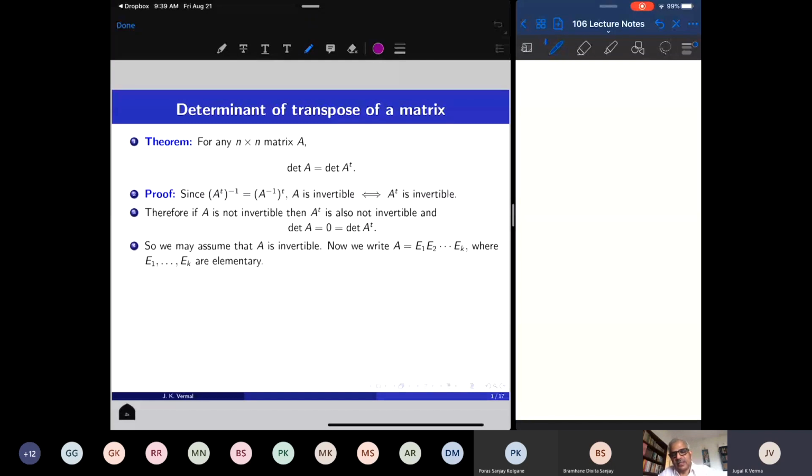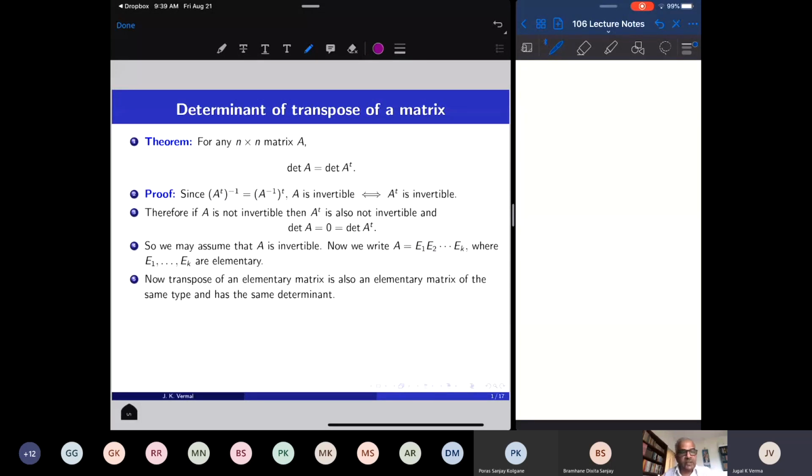Now we have proved a structure theorem for invertible matrices. So invertible matrices are exactly products of elementary matrices. So since we are now assuming that A is invertible, A becomes a product of some invertible matrices E1, E2, ..., Ek. Okay. So we assume this structure for invertible matrices, that it's a product of elementary matrices.